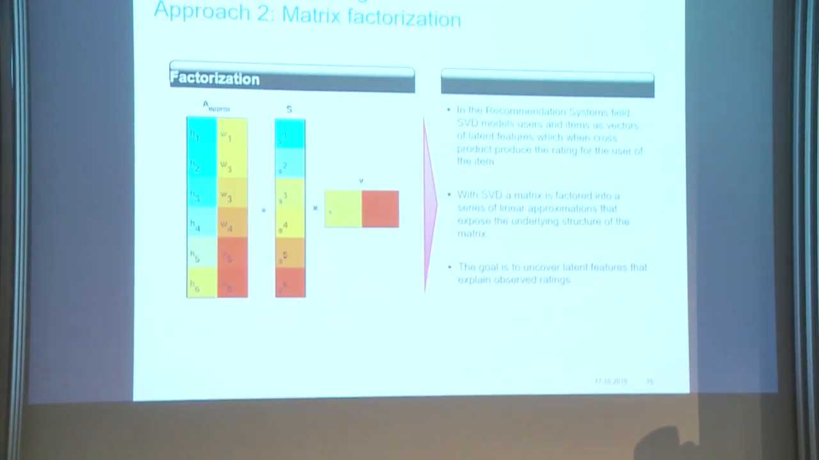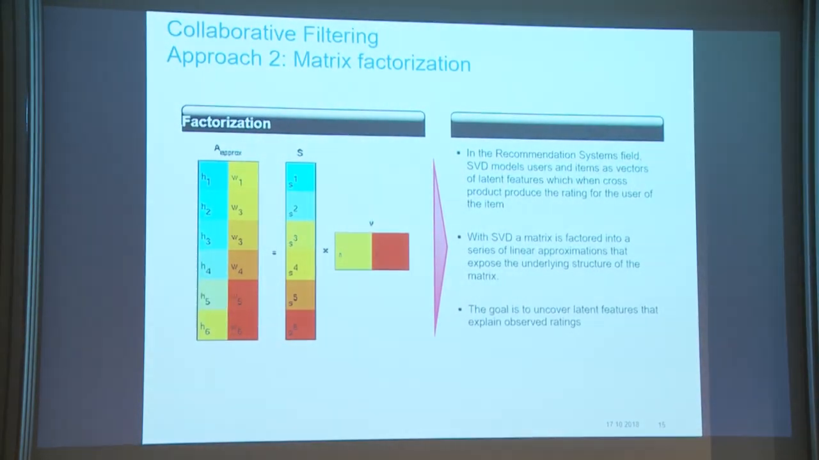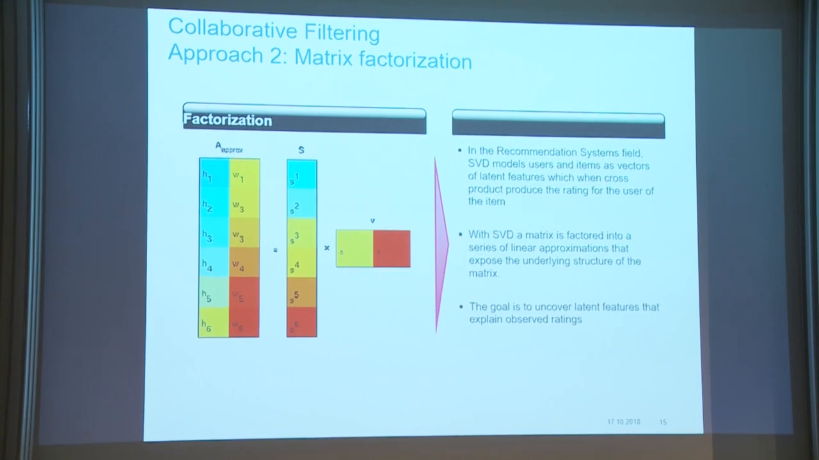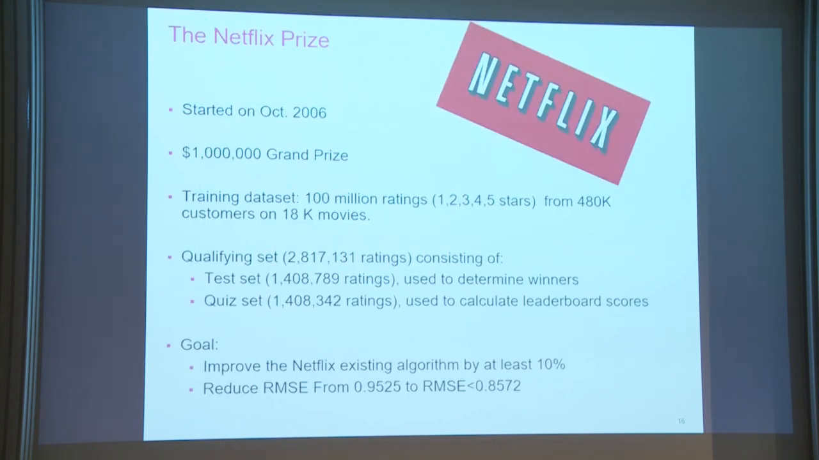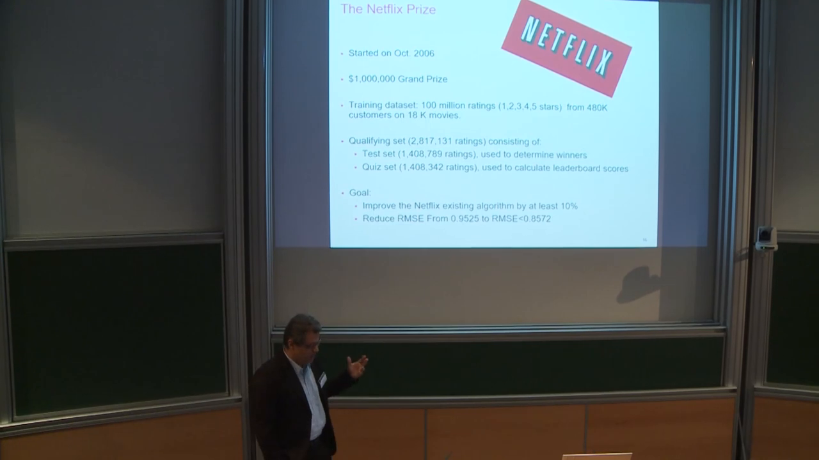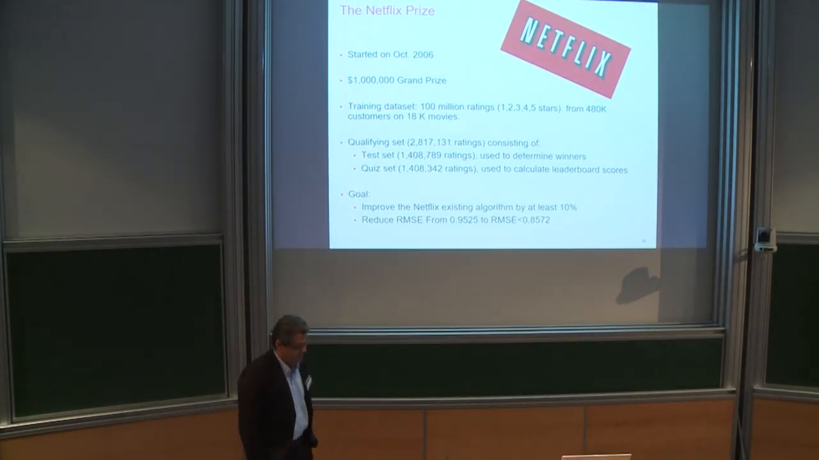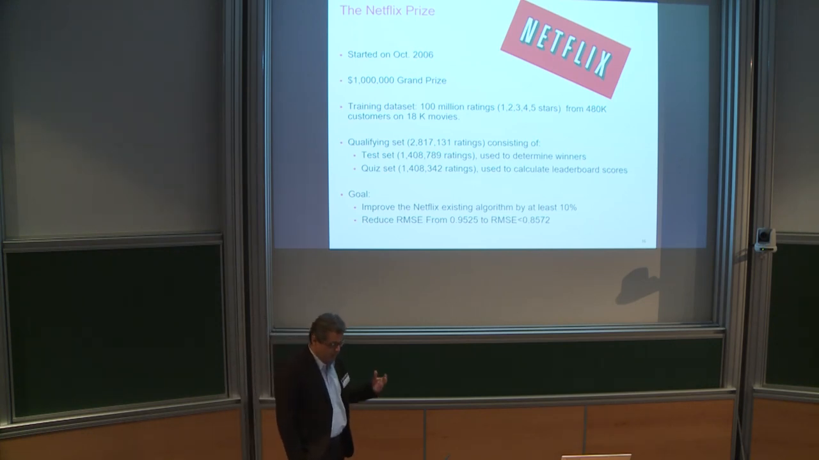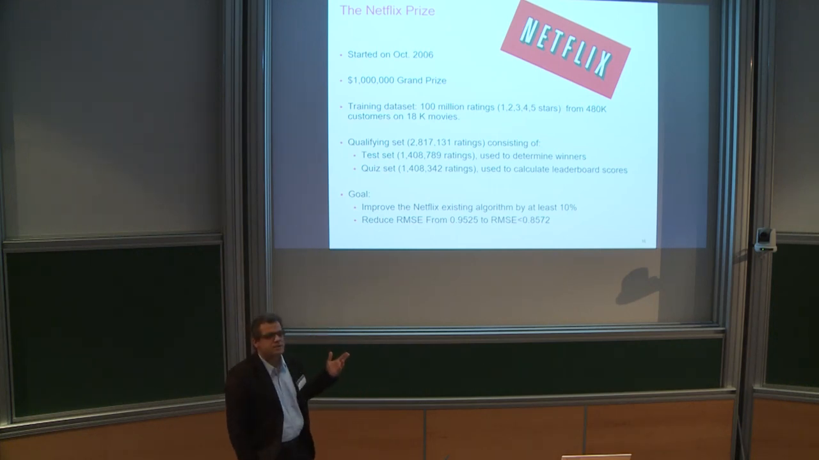So this is the nearest neighbor. The second approach, which gained popularity in 2003, is the singular value decomposition, or matrix factorization. In order to understand why it became so popular, we need to look at the Netflix prize. Hopefully most of you have already heard about that. It started in 2006, when Netflix offered a prize of $1 million, which is a lot of money, and they gave a training data set of 100 million ratings coming from almost 500,000 users and 18,000 movies.